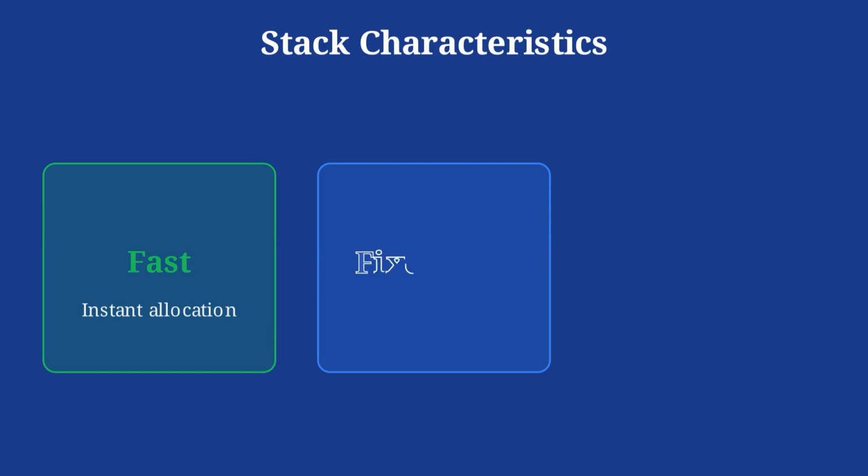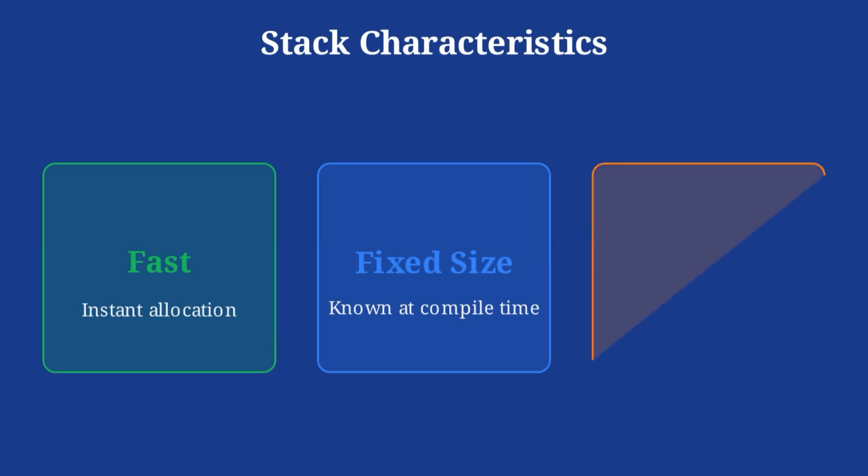Second, data on the stack must have a fixed size. Because the stack is so rigidly organized, the computer needs to know exactly how much space to reserve for each item before the program even runs. This is why things like integers, booleans, and other simple types are perfect for the stack. And third, as we just saw, it's LIFO. This last-in, first-out mechanism isn't just for organization. It's the key to how the stack automatically manages your program's memory.